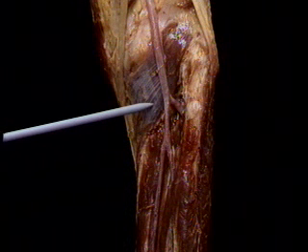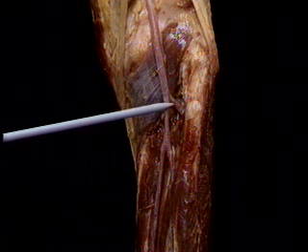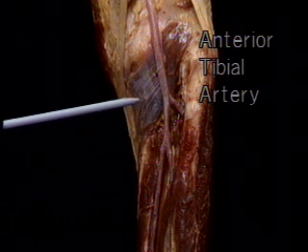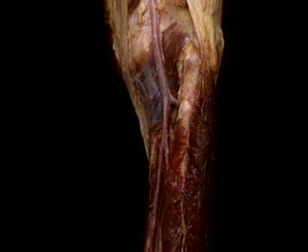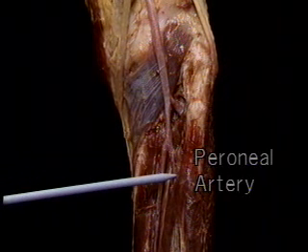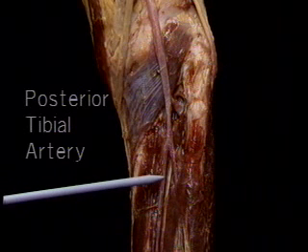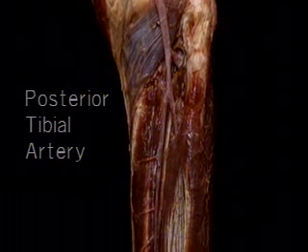At the lower border of the popliteus muscle, the popliteal artery gives off this major branch, the anterior tibial artery, which runs forwards. We'll follow it in a minute. The popliteal artery then ends by dividing into the peroneal artery and the posterior tibial artery. We'll follow the posterior tibial artery first.